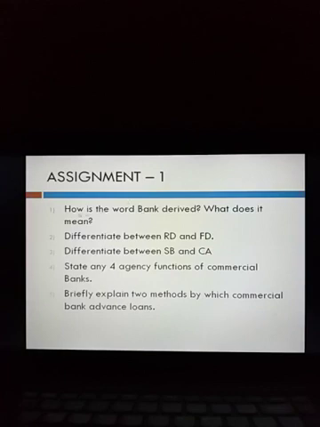1. How is the word bank derived? What does it mean? 2. Differentiate between recurring deposit account and fixed deposit account. 3. Differentiate between savings bank account and current account. 4. State any 4 agency functions of commercial banks. 5. Briefly explain 2 methods by which commercial banks advance loans.